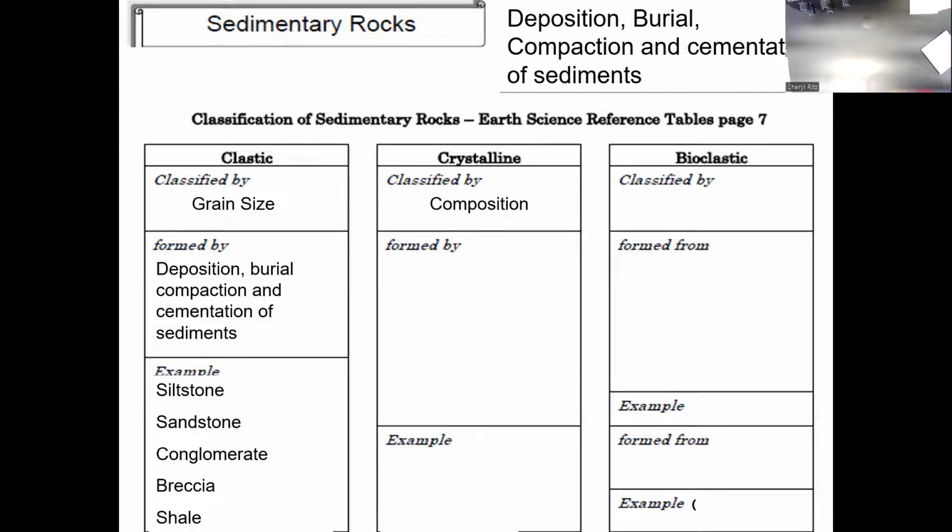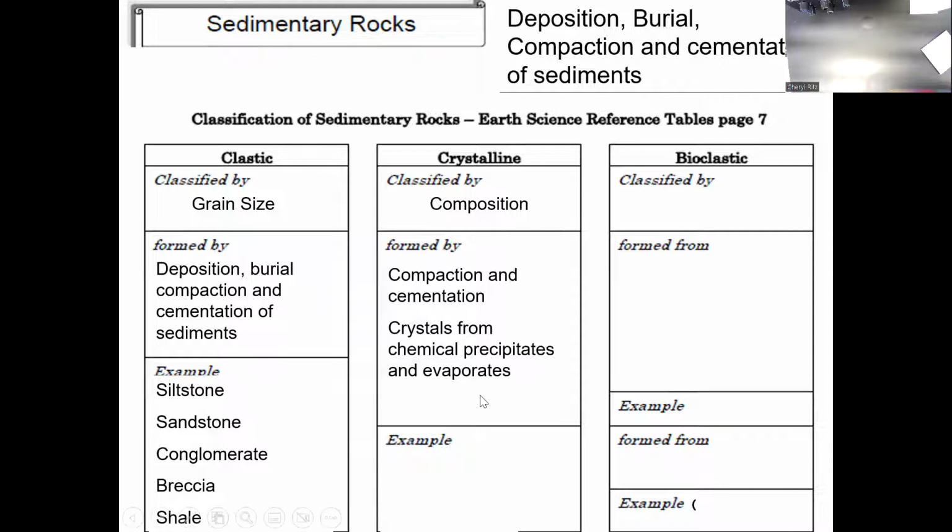And from the comments section, these ones are formed still from the compaction and sedimentation, but this time it's of crystals from chemical reactions. So 2 results of chemical reactions are what's called precipitates and evaporites. Again, this is right off the reference table. You don't actually need to know what a precipitate or evaporite is. Just know they're the result of a chemical reaction.